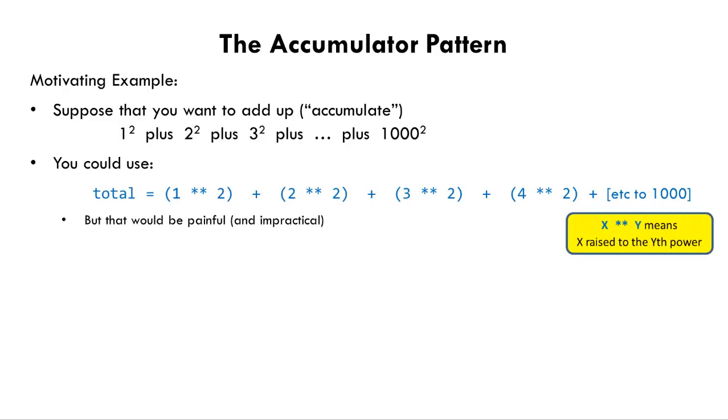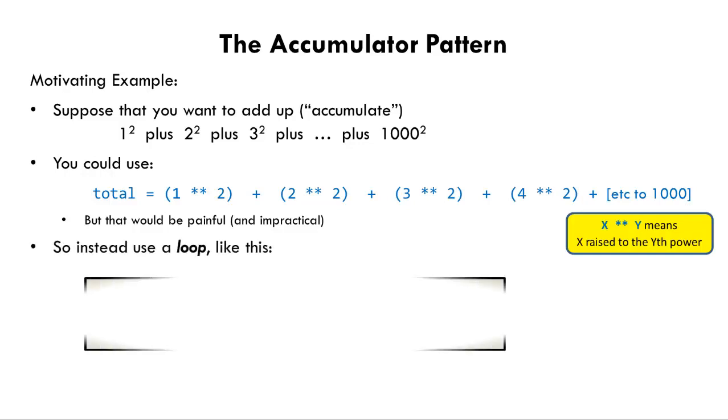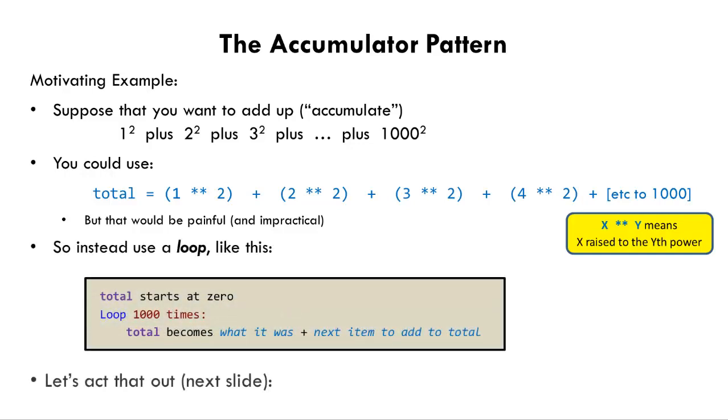Instead, use two ideas. First, have a loop that goes 1,000 times. Second, have a variable, let's call it total, that starts at 0 and each time through the loop becomes what it was plus the next item to add to the total. Let's act that out.